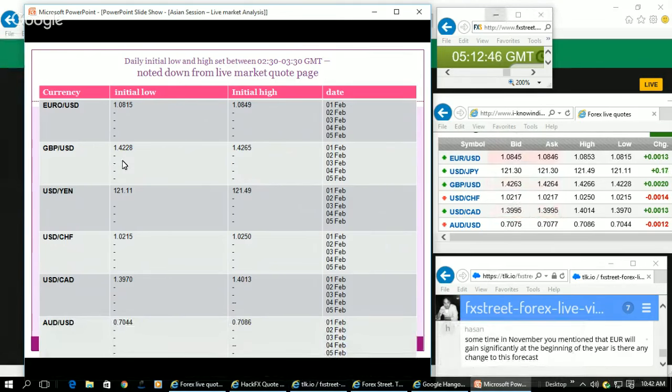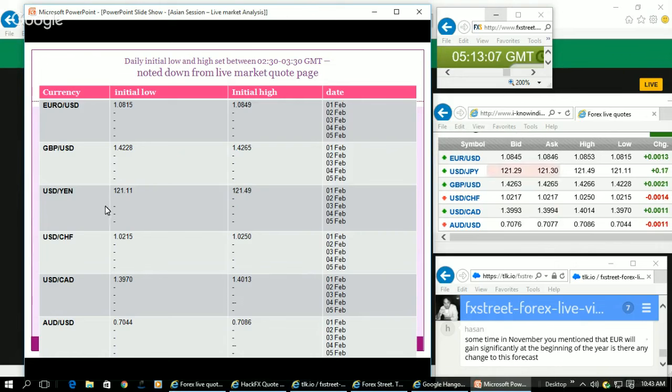Then in the case of GBP, 1.4228 is the initial low, which is not breached. 1.4265 was the initial high. They breached it by 1 pip and are holding slightly closer to that. They are expected to make a little bit of a volatile move during the late Japanese session in Euro and GBP.